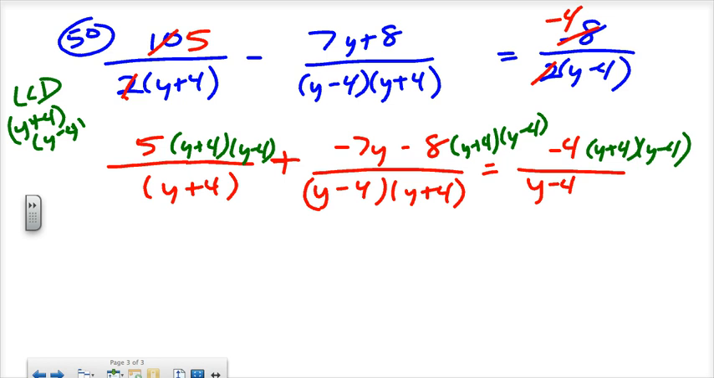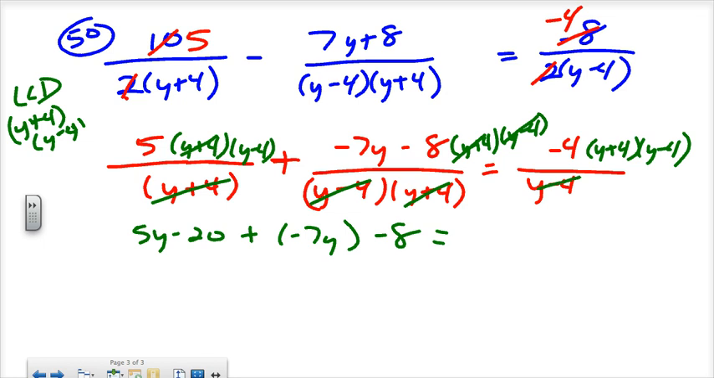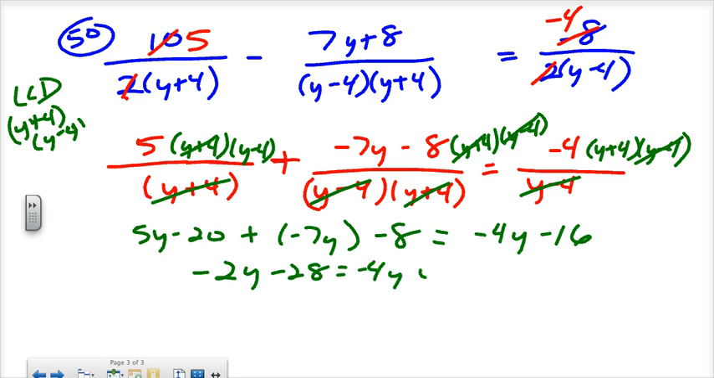And let's see what's going to cancel out here. Y plus 4 is gone. So we have 5y minus 20 by distributing. Y minus 4 and y plus 4 are gone in this one. So we have plus negative 7y minus 8. Y minus 4 is gone here, and we will have a negative 4y minus 16. Let's combine some like terms over here, and we'll have negative 2y minus 28 equals negative 4y minus 16.